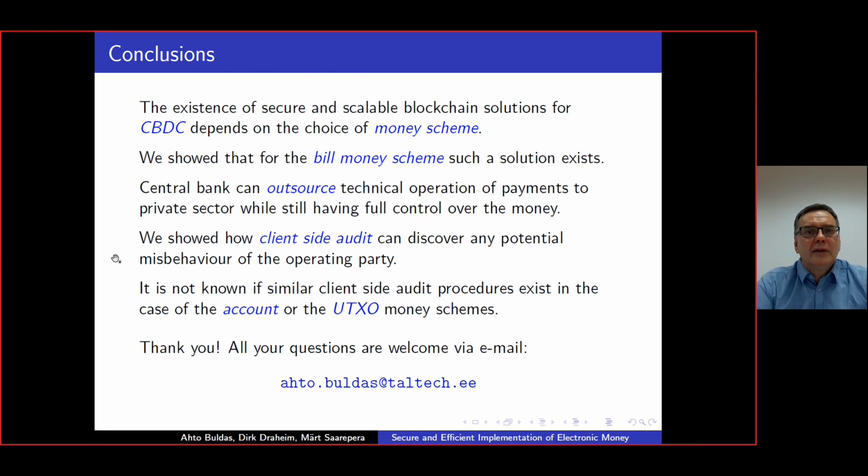Conclusions. We showed that the existence of secure and scalable blockchain solutions for CBDC depends on the choice of money scheme. We showed that for the bill money schemes, such solution exists. Central banks can outsource technical operations of payments to the private sector while still having full control over the money. And we showed how client-side audit can discover any potential misbehavior of the operating party. It is not known for similar client-side audit procedures for account or UTXO money schemes, at least to our knowledge.